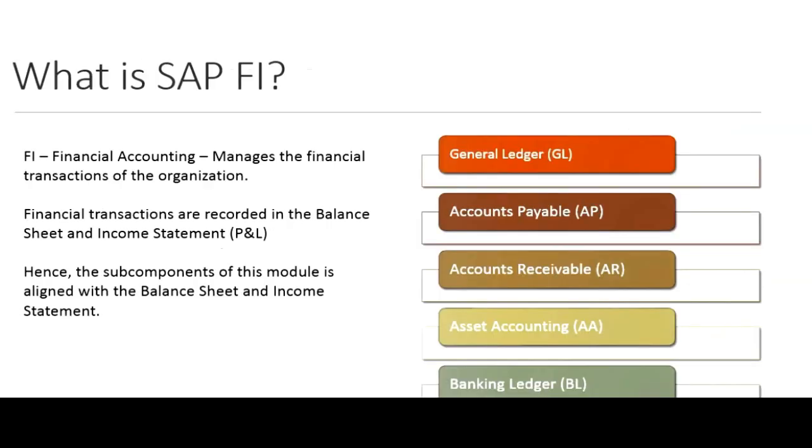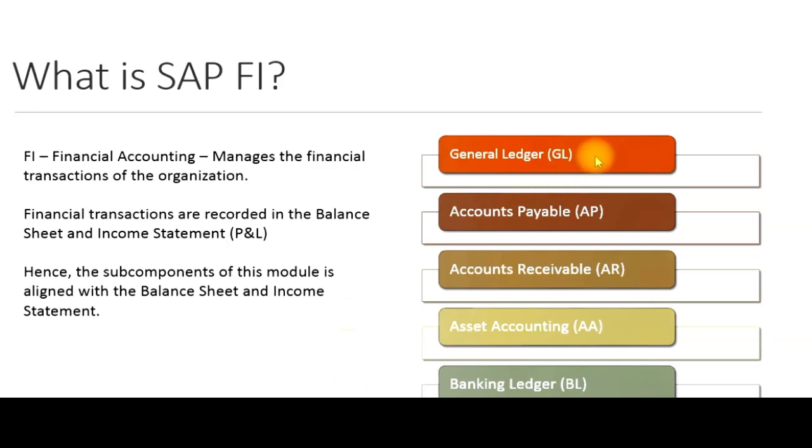Let's look at what is SAP FI. The FI acronym comes from the financial accounting module of SAP. So financial accounting manages the financial transactions of the organization. Now, as you know, financial transactions are recorded in the balance sheet and income statement of an organization. So the subcomponents of this module is aligned with the balance sheet and income statement. Now you will understand in more detail when you look at the subcomponents of the FI module.